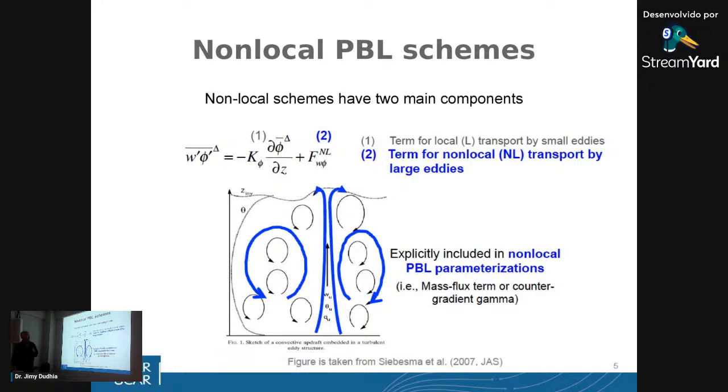And we can either treat these with a mass flux term or what's known as a counter gradient gamma term. So there's two ways of treating that. One is just a mass flux, similar to cumulus schemes, or a counter gradient term, which is just an additional term here representing a non-local flux in a simple way.